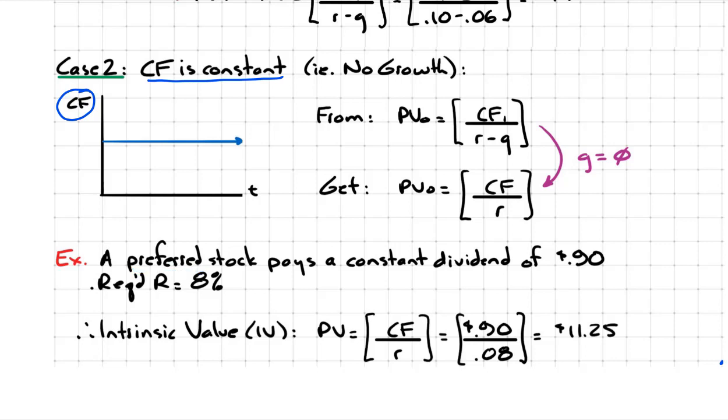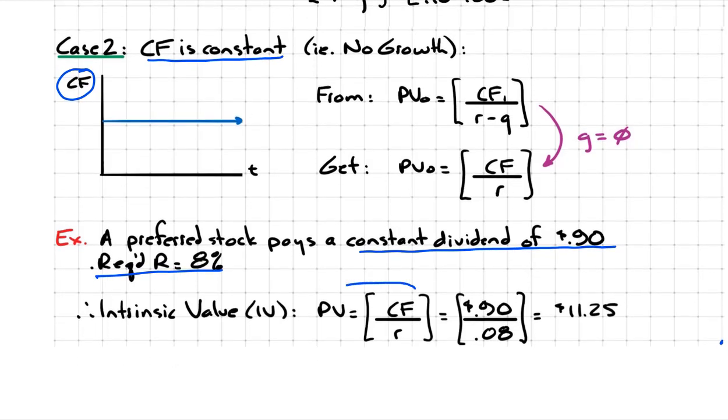So in this case, we have a preferred stock that pays a constant amount of 90 cents per year, and the required rate of return is 8%. So here's our framework where the cash flows are constant and there's no growth. We simply plug in the cash flow, which is 90 cents, and we divide it by the required rate of return, which is 8%. So therefore, the value of this preferred stock would be $11.25.